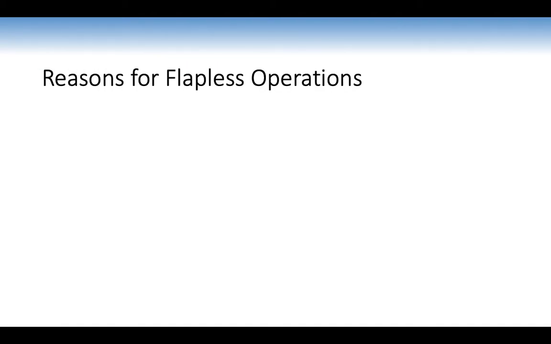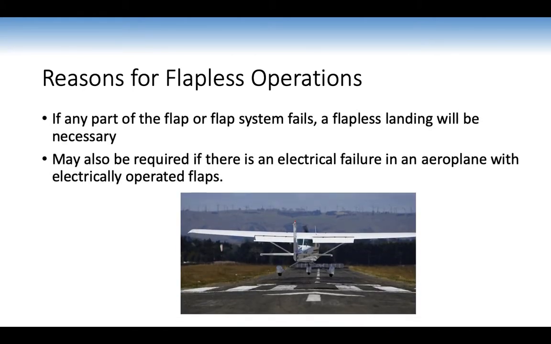So reasons for flapless operations. If any part of the flap or flap system fails, a flapless landing will be necessary. So for example, the flap lever is stuck in the position, or the mechanism could be broken, so you can still extend the lever, but the flaps don't extend. May also be required if there is an electric failure in an aeroplane with electrically operated flaps. So the Piper Cherokees have the mechanical flaps, but the Cessna aeroplanes have electric flaps, so if there's an electrical failure, the pilot has no option but to land without flaps.